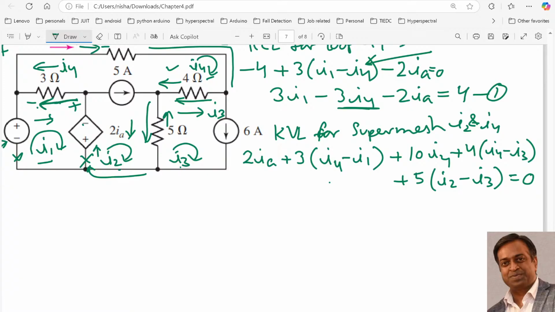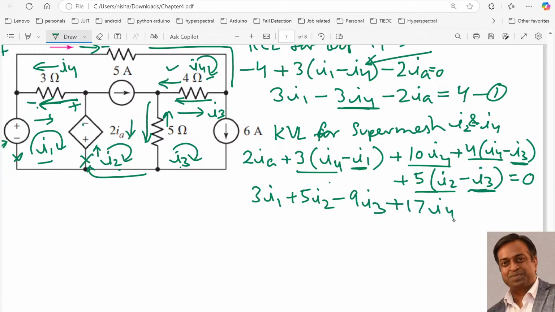Now simplifying this equation, we have I1, so it is 3 I1, then 5 I2, then for I3 we have minus 5 I3 plus this also, so total minus 9 I3. Then for I4 we have 3 I4, 10 I4, so it is 13 I4 plus 4, 17 I4. And after that we are left with plus 2 IA, equal to 0. So this is our equation number 2.